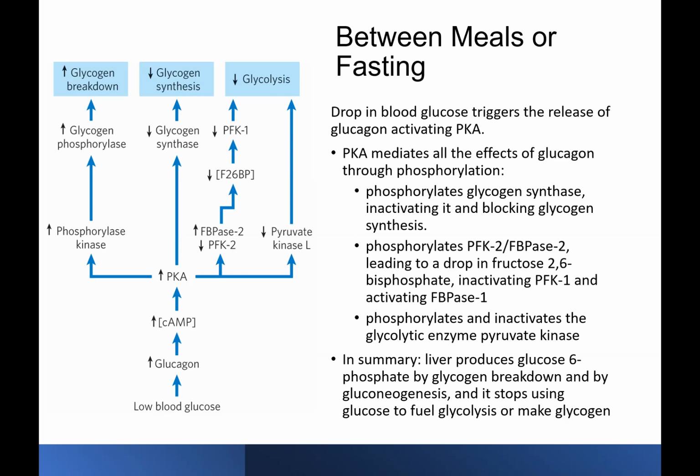We can look at the grand summary here. Well, let me just see if I'm missing anything here. I just covered all these bullet points here, right? Basically. Liver produces glucose 6-phosphate by glycogen breakdown, yay, and by gluconeogenesis, which isn't really represented in this figure here. Stops using glucose to fuel glycolysis or to make glycogen.